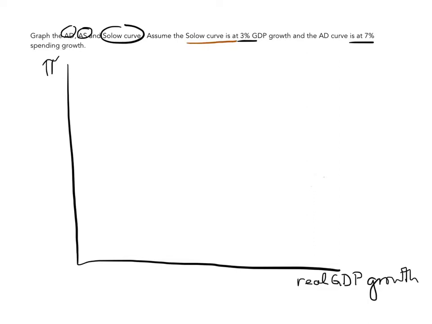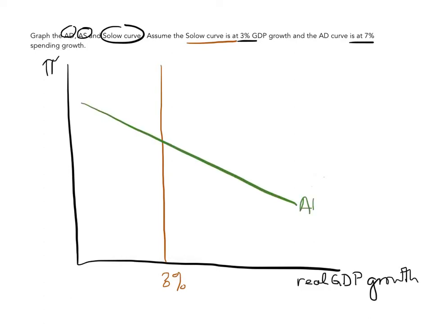The Solow growth curve, or the potential growth rate of the economy, is 3%, and spending growth is at 7%, so let's graph that as an aggregate demand curve, where the ingredients for growth in spending, growth in money supply and/or growth in velocity, add up to 7%. For a full description of why the aggregate demand curve is downward sloping, or why the Solow growth curve is vertical, see your textbook. The other thing we need to know is the aggregate supply curve.